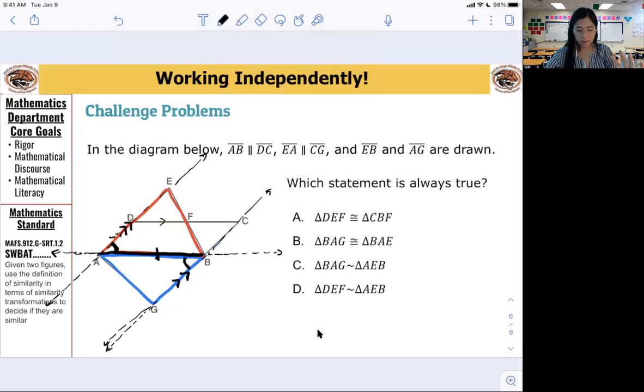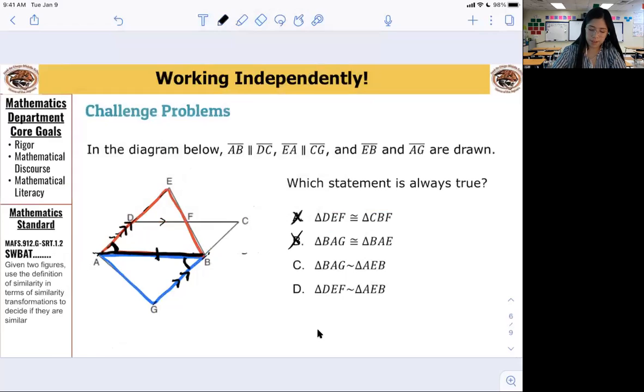Okay, so now we got this. We have one congruent side and one congruent angle. Is that enough information though? Nope. I have A and I have S, but I have nothing else. So unfortunately, B is out. A is out, B is out. C.